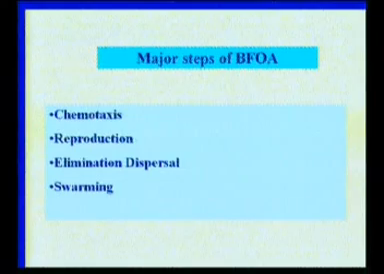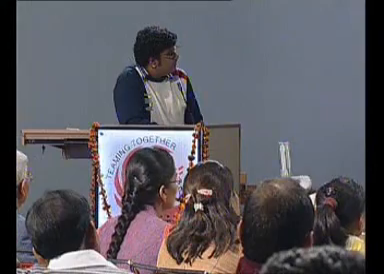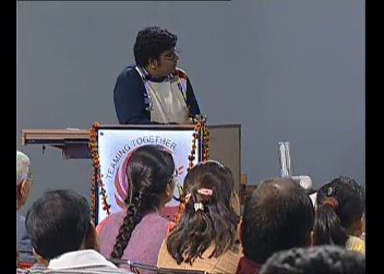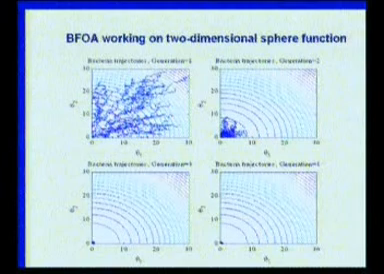There are four major steps. The first one is chemotaxis, the second one is reproduction. The bacterium population can create similar copies. The third one is elimination dispersal, the fourth one is swarming. Using these four steps, the bacterial population finds the peak of nutrients in its neighborhood, and this leads to the algorithm called the bacterial foraging optimization algorithm. These are the four steps in the algorithm also. I am not going into the detail of these mathematical expressions, but I will show you some results. Swarming is also something by which a bacterial group keeps together.